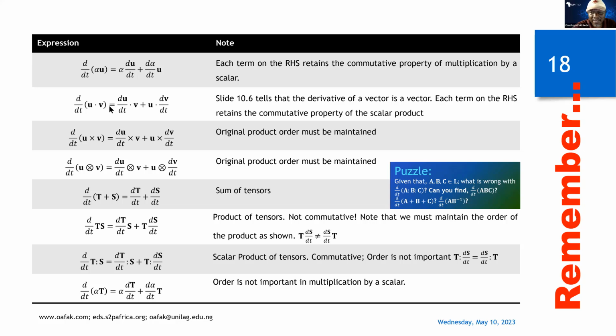Given that A, B, and C are tensors, what's wrong with the question d dt of A double dot B double dot C? There's something wrong with it. Can you tell me what?